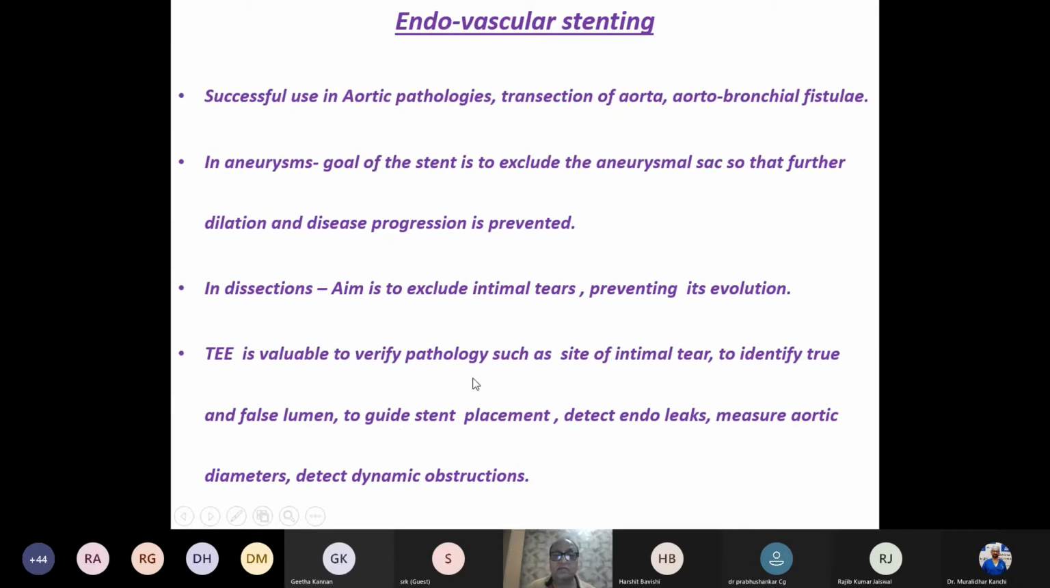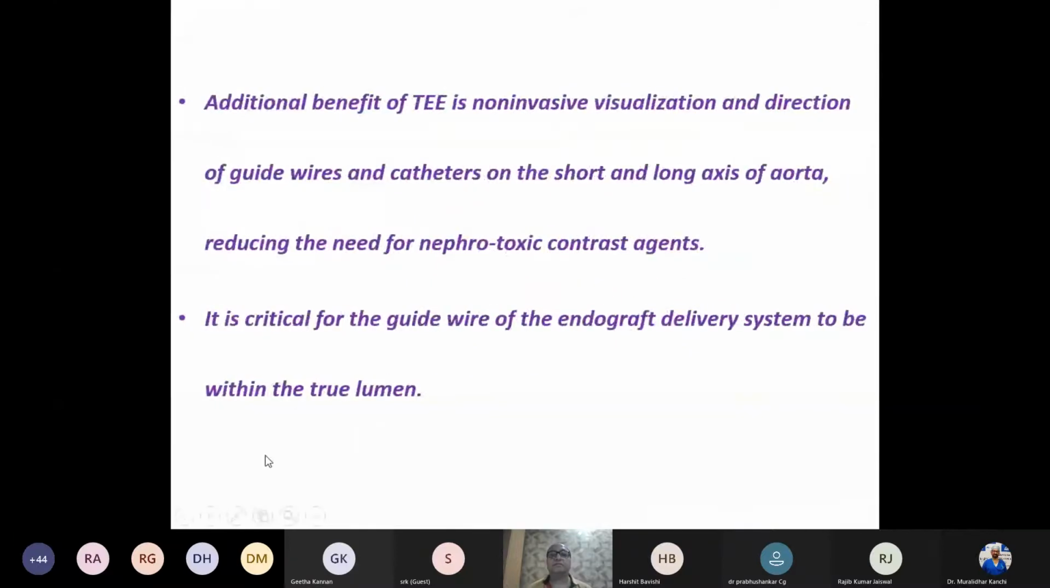It is valuable to verify the pathologies, to know the site of the intimal tear, identify the true lumen and false lumen, to guide the stent placement, to detect the presence of endoleak after endovascular stenting, and to detect any obstructions after endovascular stenting. That's why transesophageal echo is very, very useful in these endovascular stents.